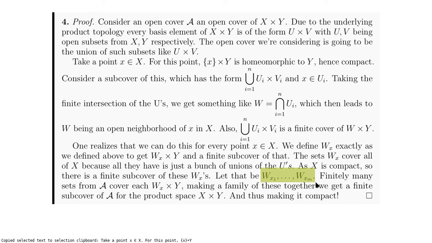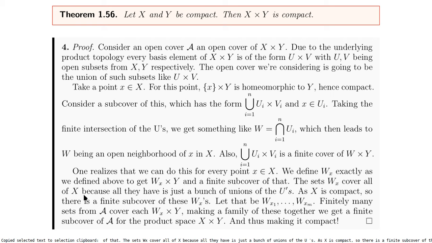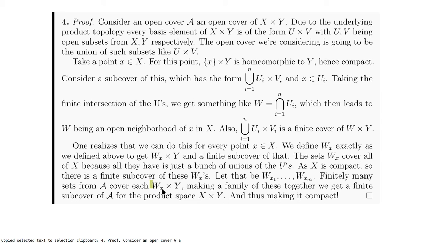You're going to have this subcover, and now we can have finitely many sets from the open cover. Again, we're taking everything from the open cover that covers each of these WX cross Y. There's a finite cover of WX cross Y from here. Now, if you make a family of these sets that cover each WX cross Y, then you get a finite subcover of A for this product space.